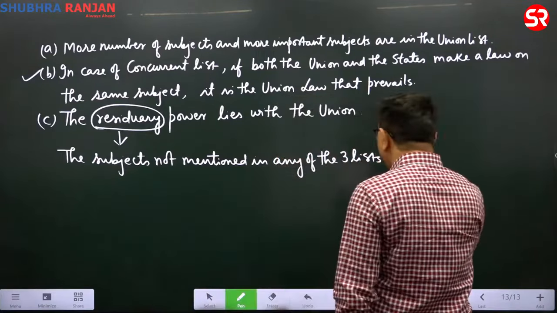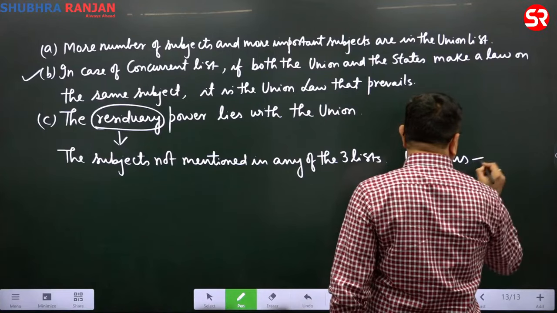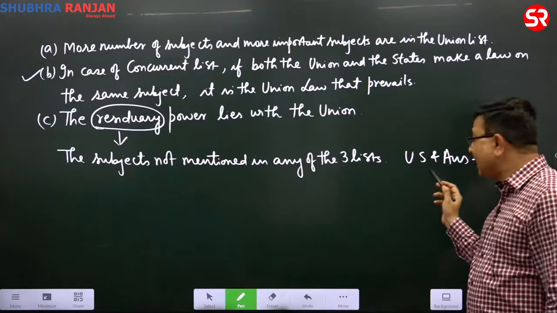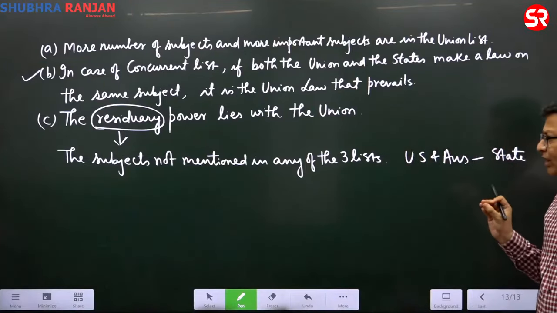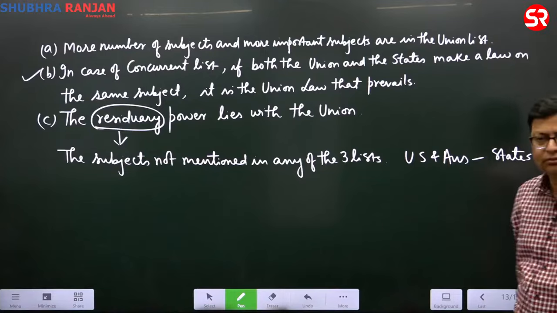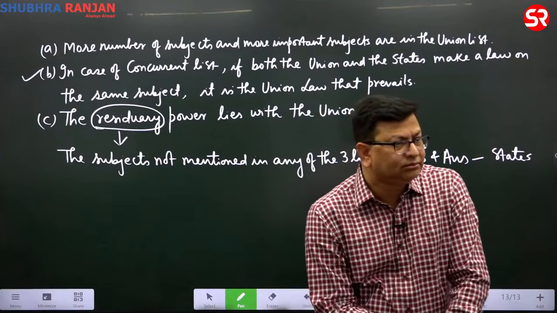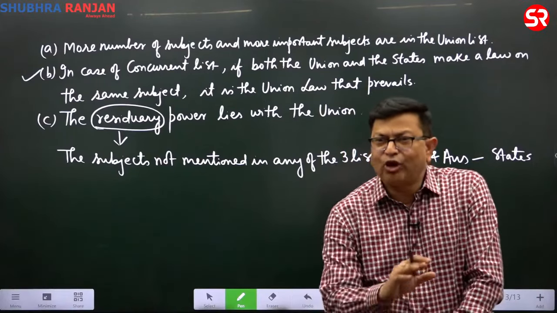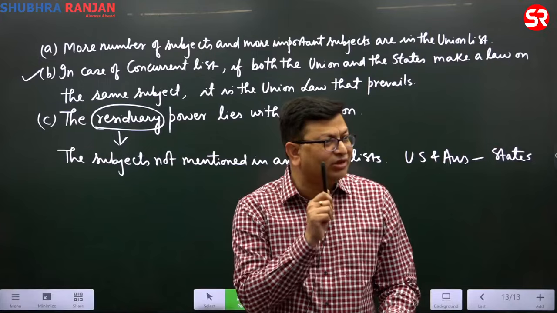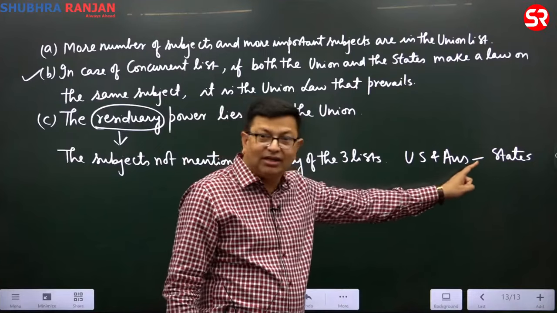And in the US and Australia, the residuary power lies with the states. You can write it here: in US and Australia, residuary power lies with the states. So we have followed the Canadian model here. In Canada, the residuary power lies with the union government or the central government. So we have not followed the American model here. In America, it lies with the states.